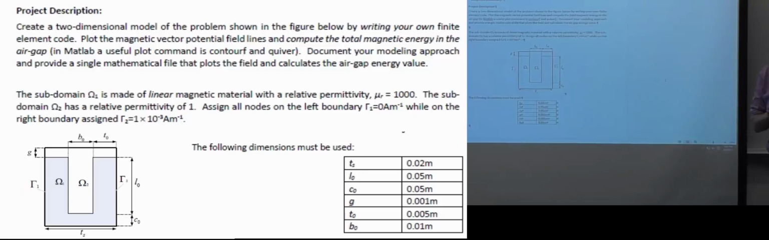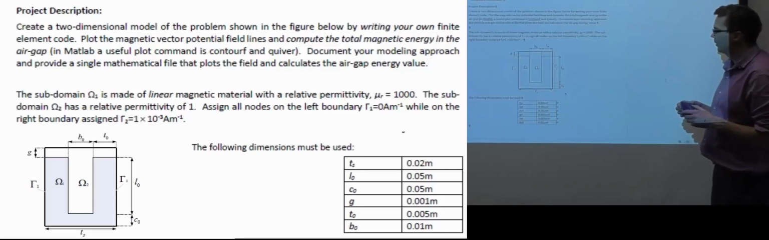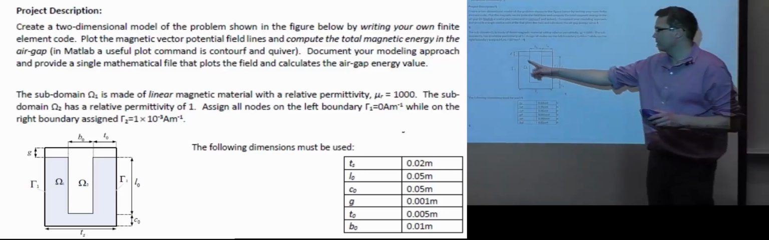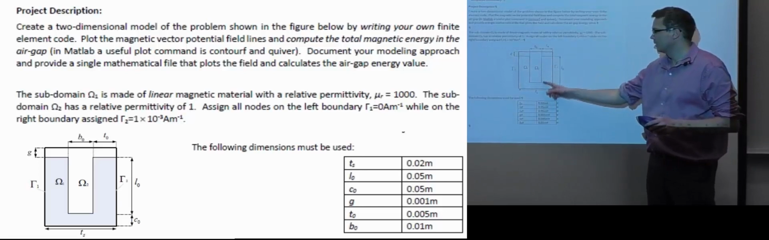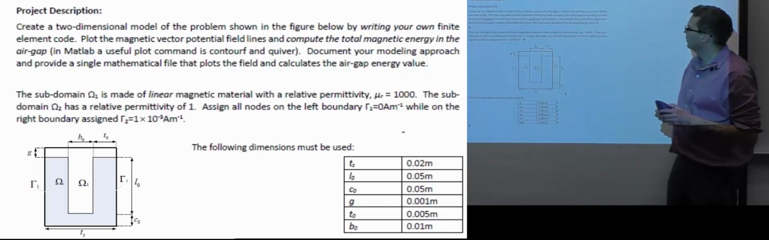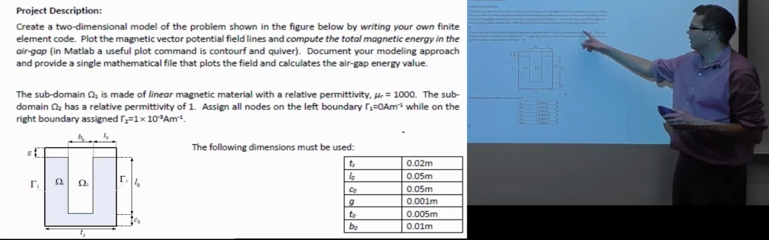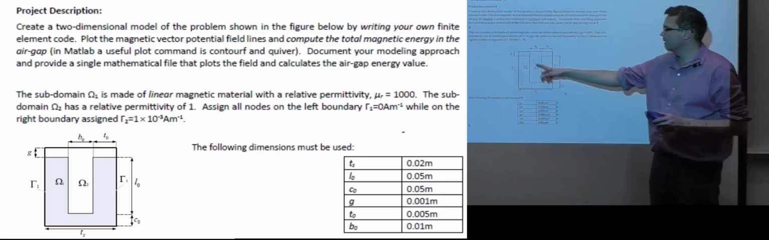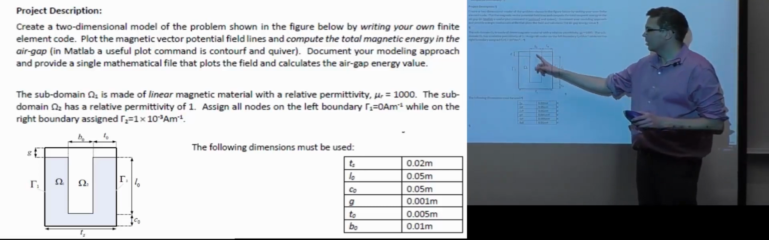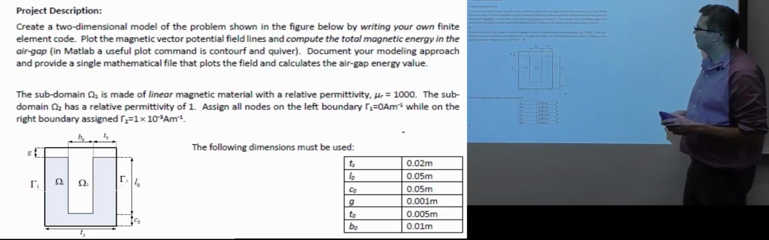I enjoyed doing this project when I was a student, so now I thought I'd let you guys try it. What it involves is you have basically two regions. You have region 1, which is this U shape here, that has a magnetic material with a relative permeability set to 1000. And then this air region in the middle and the top has a relative permeability of 1.